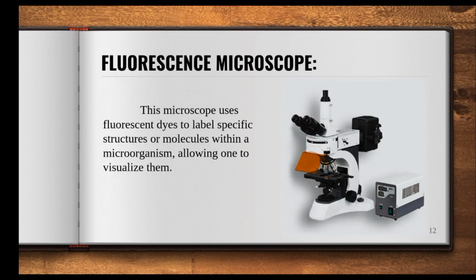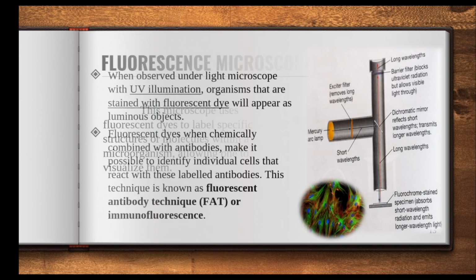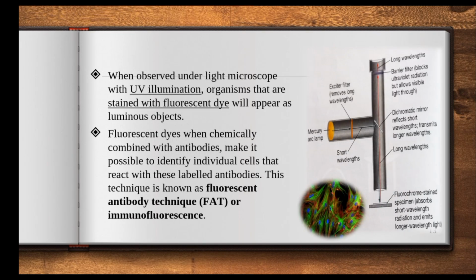Fluorescence microscope. This microscope uses fluorescent dyes to label specific structures or molecules within a microorganism, allowing one to visualize them. When observed under a light microscope with UV illumination, organisms that are stained with fluorescent dye will appear as luminous objects. Fluorescent dyes, when chemically combined with antibodies, make it possible to identify individual cells that react with these labeled antibodies. This technique is known as fluorescent antibody technique or immunofluorescence.